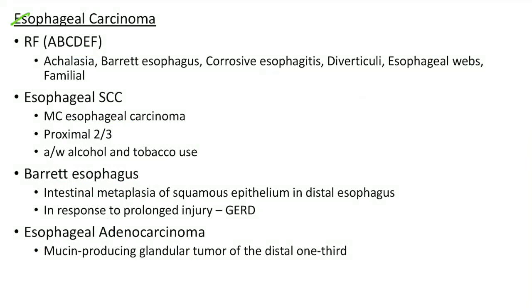Now let us see about esophageal carcinoma. The risk factors for esophageal carcinoma can be remembered by the mnemonic ABCDEF, that is achalasia, Barrett esophagus, corrosive esophagitis, diverticuli, esophageal webs, and familial. Now let us see about esophageal squamous cell carcinoma. It is the most common esophageal carcinoma. It occurs in the proximal two-thirds of esophagus. It is associated with alcohol and tobacco use.